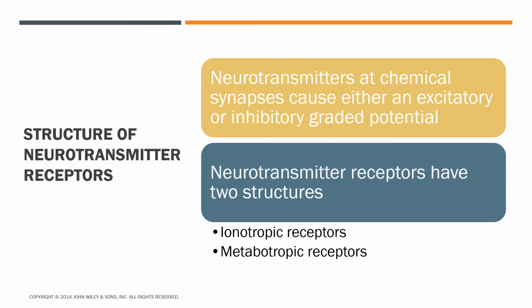Each neurotransmitter receptor has one or more neurotransmitter binding sites to which a specific ion can bind. When a neurotransmitter binds to the correct receptor, the ion channel opens and you get a postsynaptic potential, either an IPSP or an EPSP, that forms in the membrane of the postsynaptic cell. Neurotransmitter receptors have two different structures. We have ionotropic and metabotropic receptors.